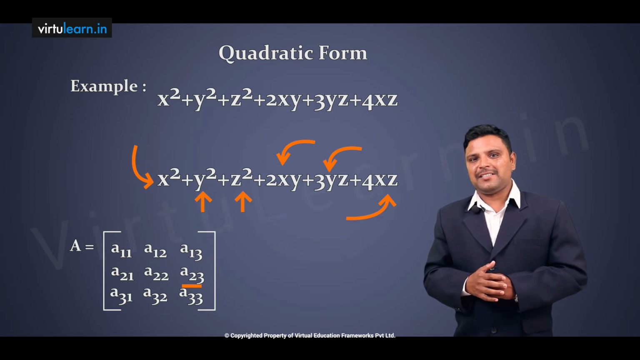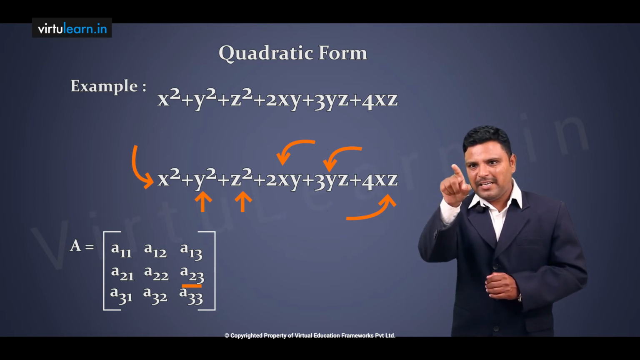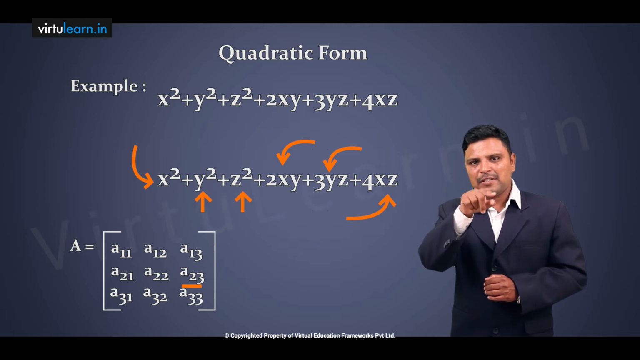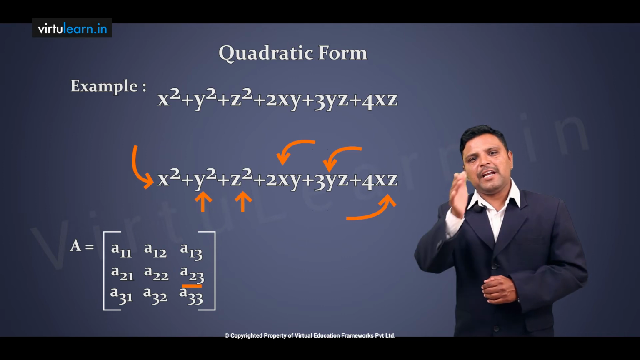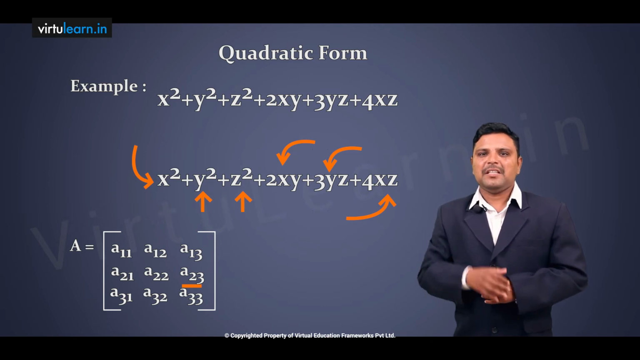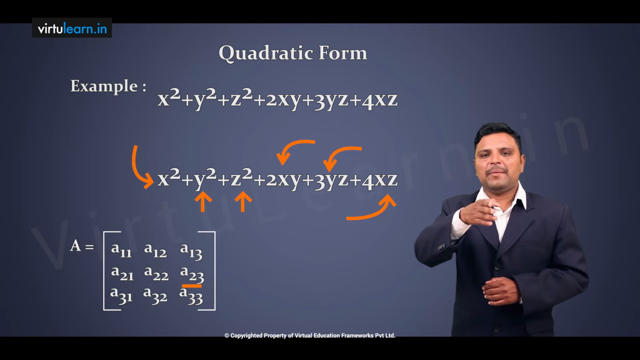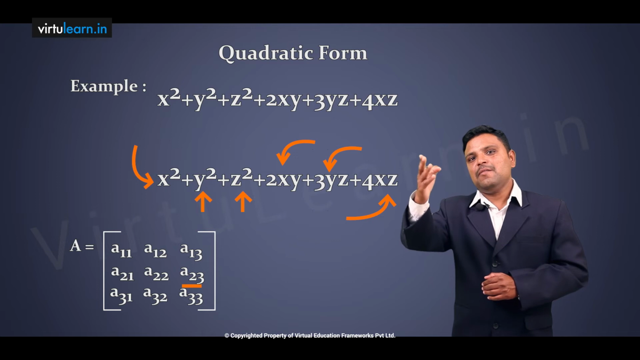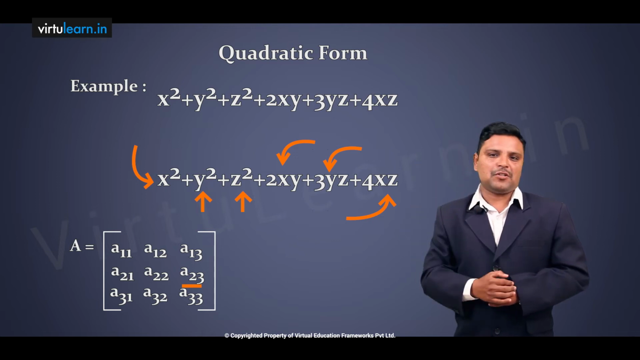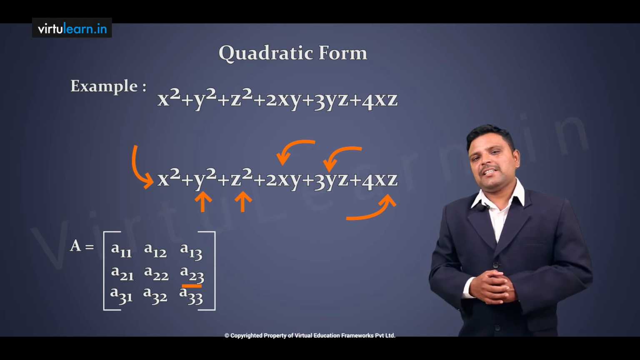A11 means xx. Now A12 and A21: observe this one, A12 is in the first row second column and A21 is in the second row first column. A12 means xy, A21 means yx. A13 and A31, first row third column and third row first column, mean xz and zx. xx means x square.